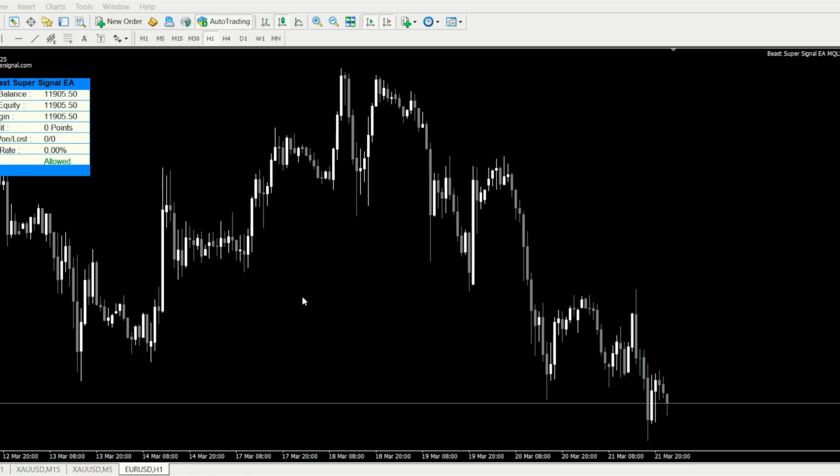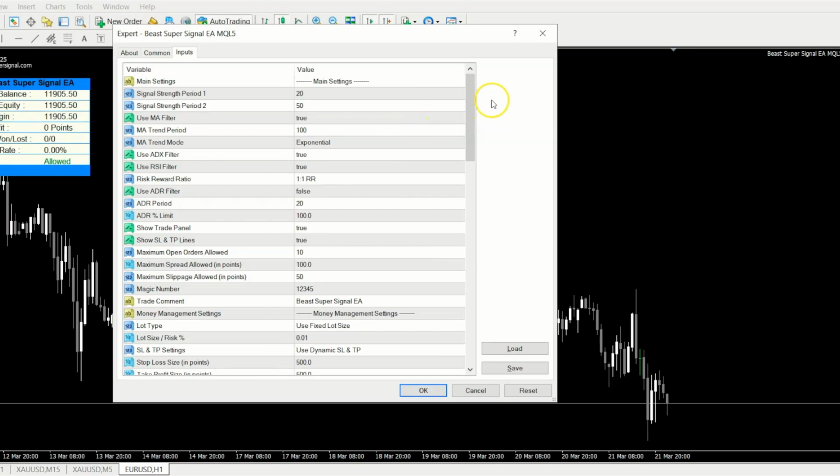Okay, so let's go into the settings. I think that's probably one of the best ways to show you everything about the Beast Super Signal EA, and if this is something that's for you. Now, first on the list of settings, we have the main settings. Now, these are the same settings that you're going to find in the indicator. These are the settings that have to do with the main logic of the EA and what determines the frequency of signals, the accuracy of signals, etc.